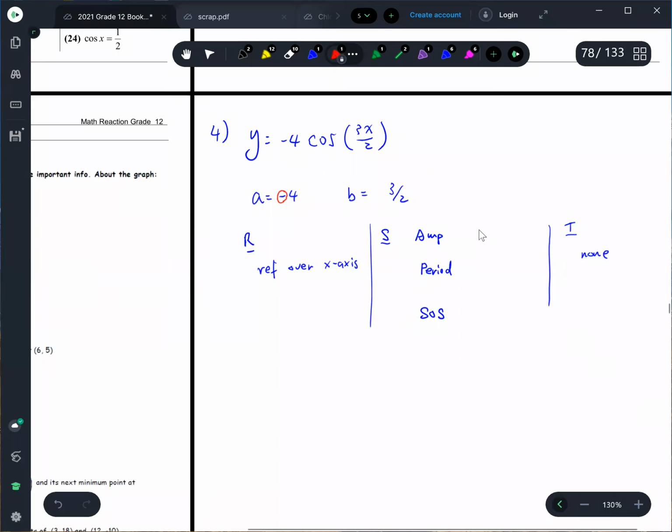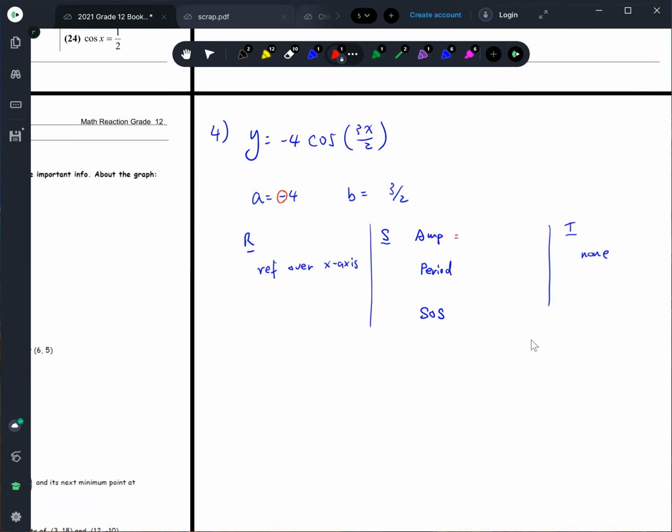Okay, next part we talk about the amplitude. Marcus, what's the amplitude for this question? 4. Very good. Okay, amplitude, you look at the value of A, but without the negative. So even though A is -4, the amplitude is just 4. Okay, next one, we need to get the period.